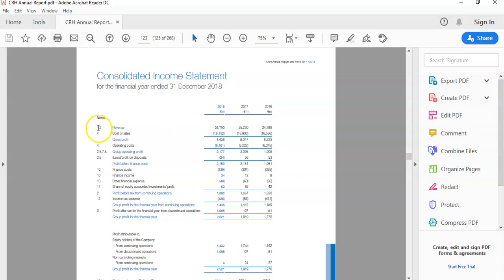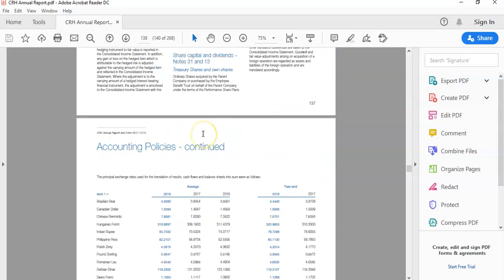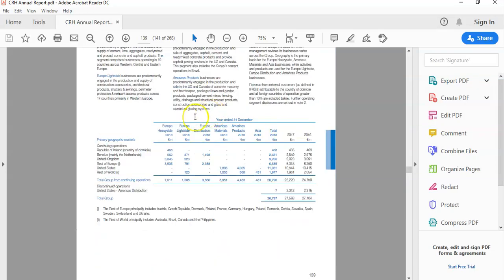If you go to note 1, they actually give you disclosure of the revenue. That 26.7 billion, if you come back up here to note 1 on revenue, they tell you it's split across Europe, different divisions, and Americas and Asia. And they give you more detail then, particularly what geographic extent. These are the divisions they look at, what we often call reporting segments. So they have Europe Heavy Side and Europe Light Side. That's just depending on the type of business. It could be quarries, it could be building materials, and then they give the geographics.